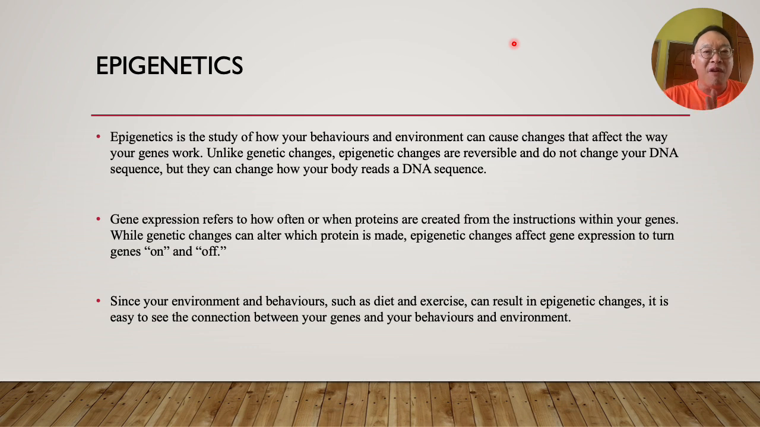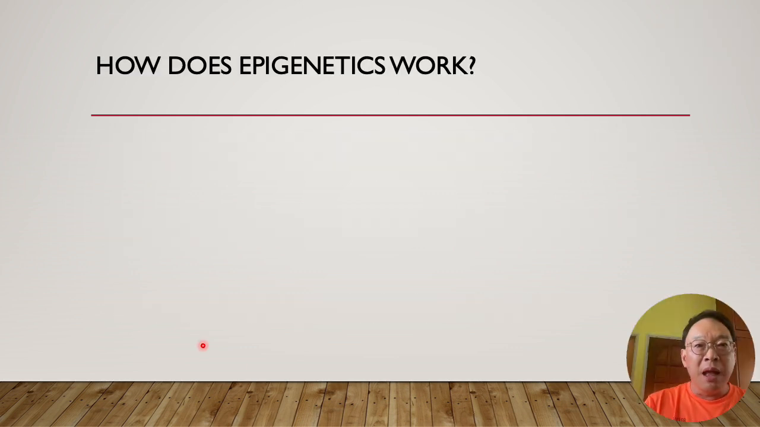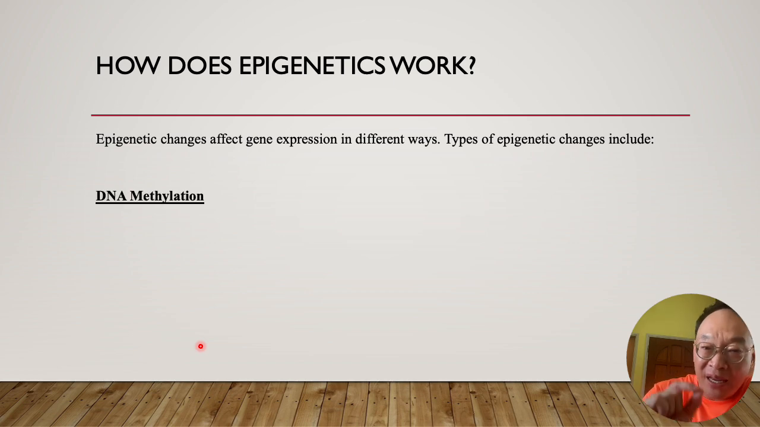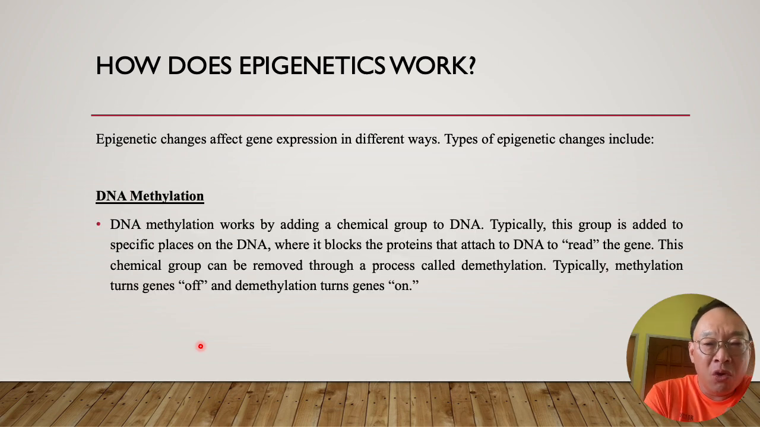So, since your environment and behavior such as diet and exercise can result in epigenetic changes, it is easy to see the connection between your genes and your behavior and the environment. How does epigenetics work? Epigenetic changes affect gene expression in different ways. Types of epigenetic changes include DNA methylation.